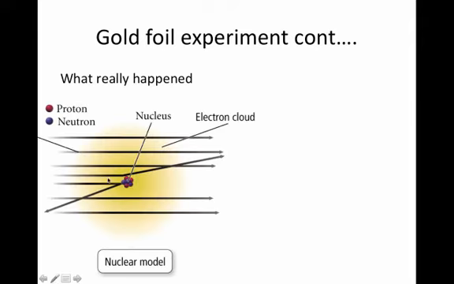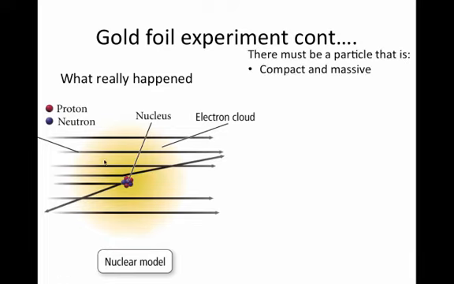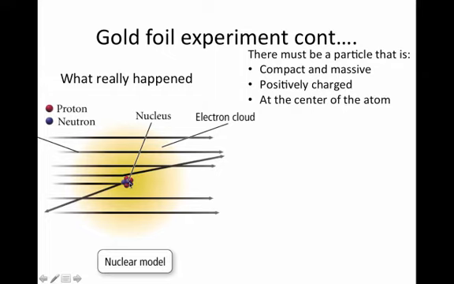So what really happened, remember, is that most of the alpha particles went straight through, and then some of them were deflected, and some were bounced back at sharp angles. So it must be that there's a particle that's compact and massive. It's positively charged, so it deflects these positive particles. And it's at the center of the atom.